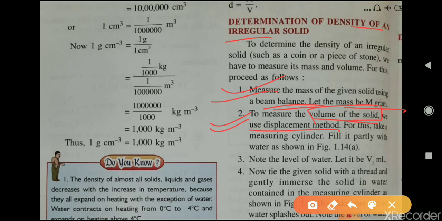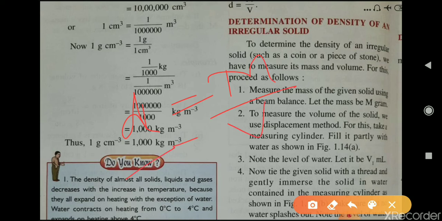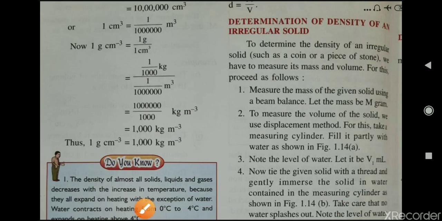If you have not seen the video of part 1, the explanation part of this lesson, you can see that video to know this method. Then by using that method, we can find out the volume of an irregular solid. And then again, by using the formula density is equal to mass upon volume, we can find out the density of an irregular solid. Understood, all of you?